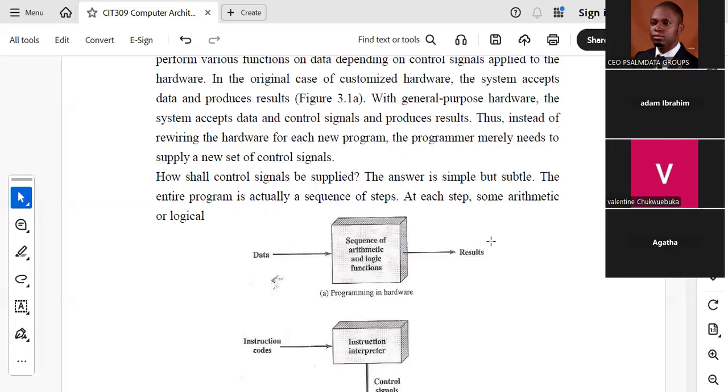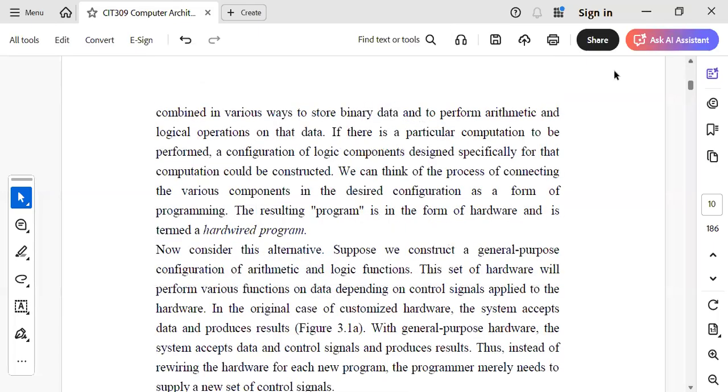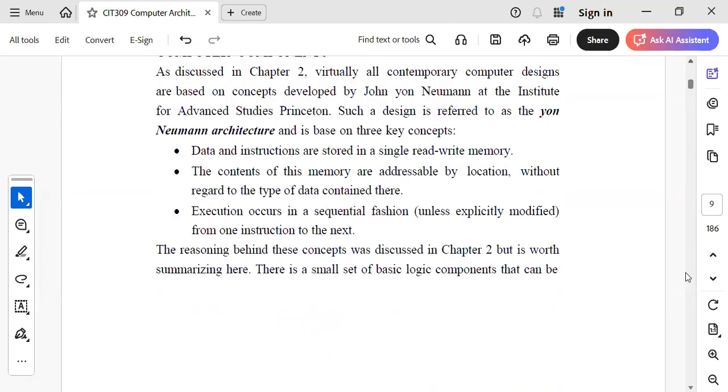I'm trying to figure out this explanation. I'm not getting it at all. Is there anybody that understands that part? What is that part talking about? Anyone to help us with the explanation? Starting from here. Nobody.